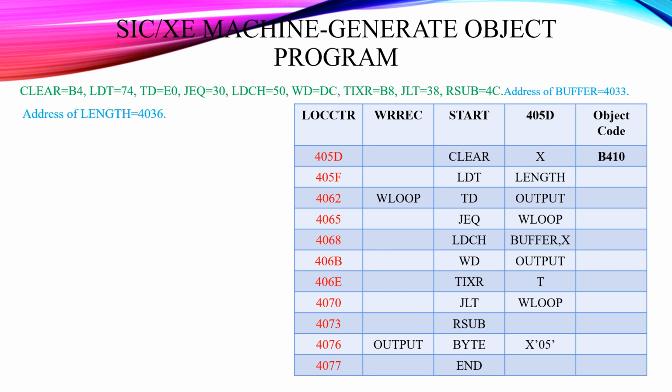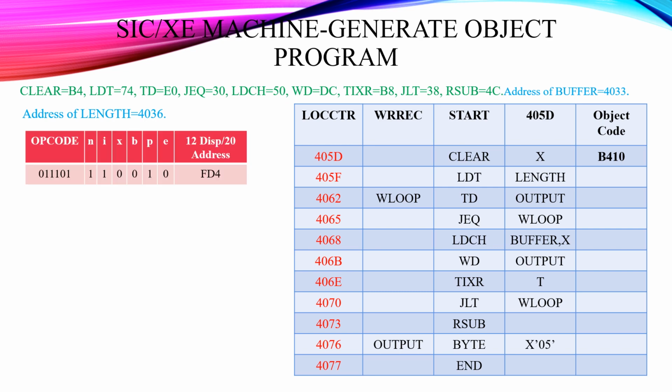Now the next instruction is LDT. It is a format 3, where N, I, X, B, P and E are the flag bits, and we have to write the 12-bit displacement. LDT is 74. For format 3, the opcode representation has 6 bits, so we need to write only the 6 bits.